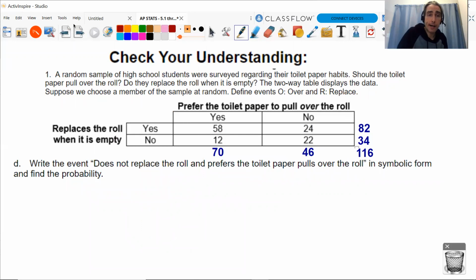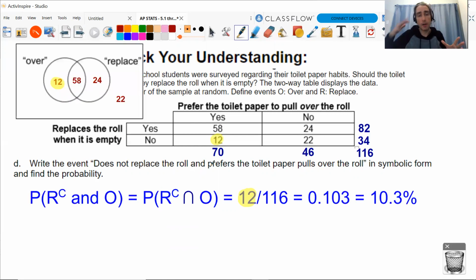Okay, letter D. Write the event does not replace the roll and prefers the toilet paper pulls over the roll in symbolic form, and intersection, like an upside down U. So think about your Venn diagram too. This is this left Pac-Man here, right? It's the does not replace the roll. So here's the replace the roll, 58. So the does not is the 12.